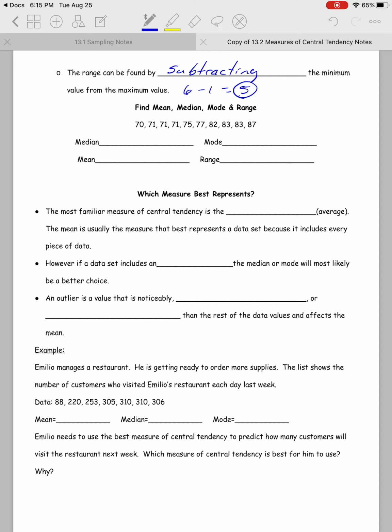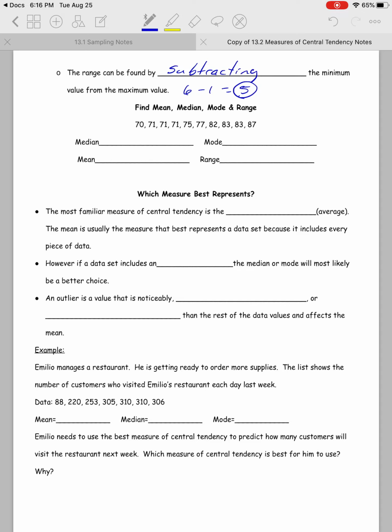So let's take a look at some numbers and try to practice. Find the mean, median, and mode of the following data set. And when we say data set, we're simply talking about a group of values, a group of numbers. What would be the median or the mean? First thing we got to do is put our numbers in order. Are they in order? I got 70, 71, 75, 77. These look to be in order, so we're good.